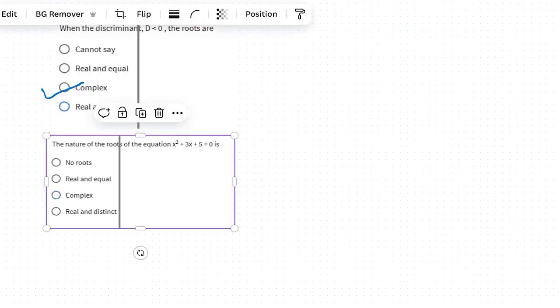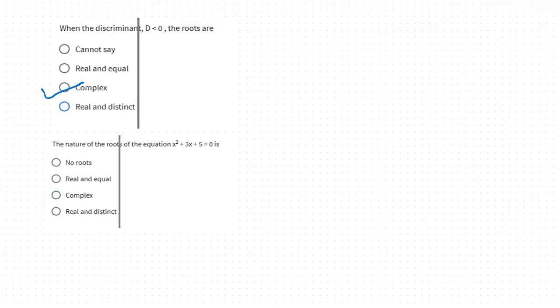Okay, next. The nature of the roots of the equation x squared plus 3x.